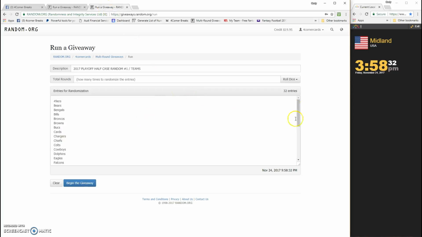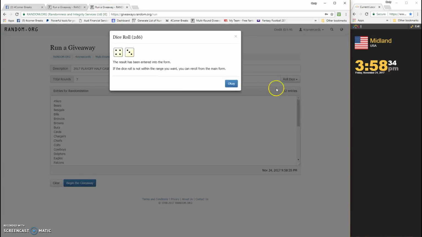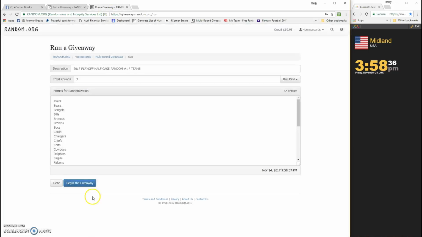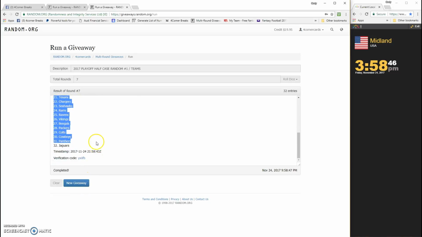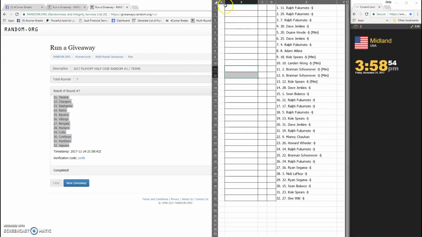Let's do the teams. Again, four or more. It's a seven. Wherever you end up in the spreadsheet, that is who you get. Patriots on top. Jaguars on the bottom. YXIIFB is the code for the teams.